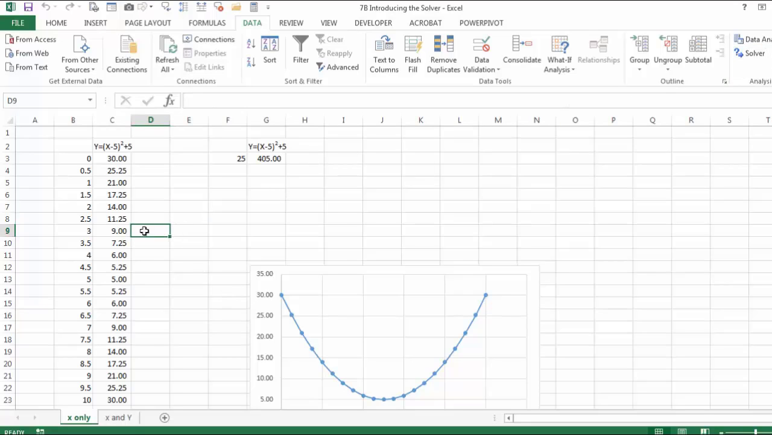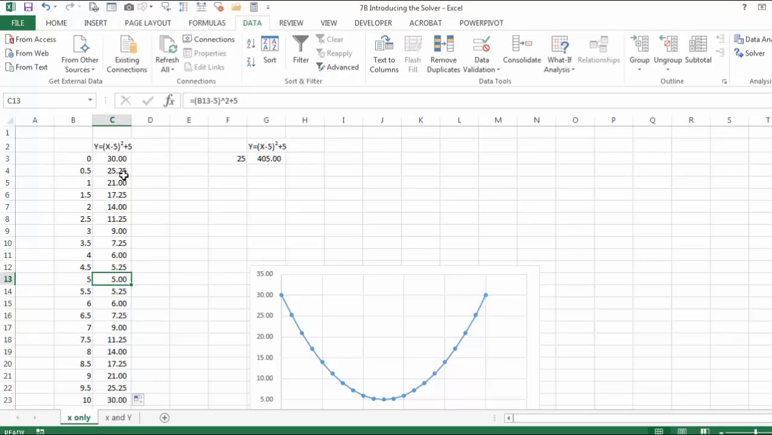Here is an example of a single variable, x. And we know that we have this formula that says that y equals (x minus 5) squared plus 5. And what I did is I created that function here and tried different values of x from 0 to 10. And when I solved it, I have all these values. I can look at this range and see that the lowest value is 5.